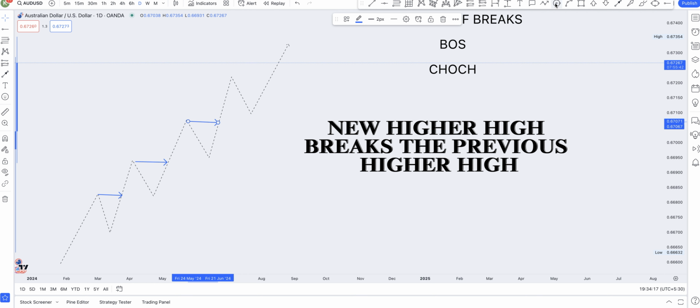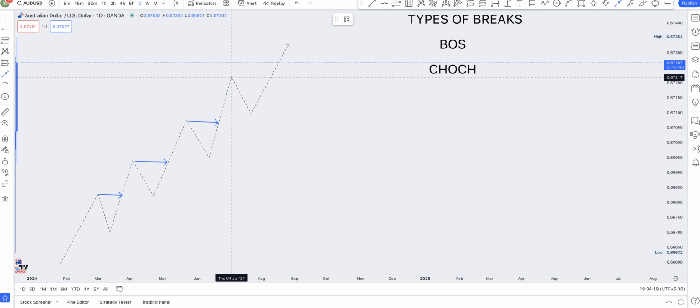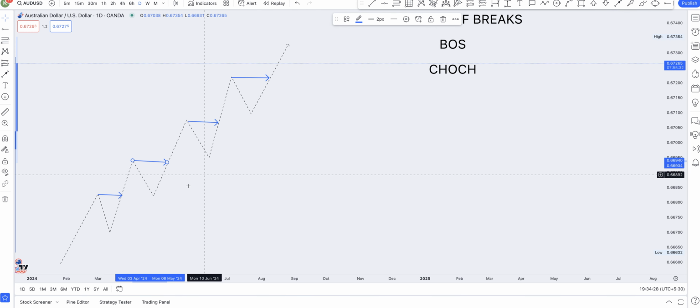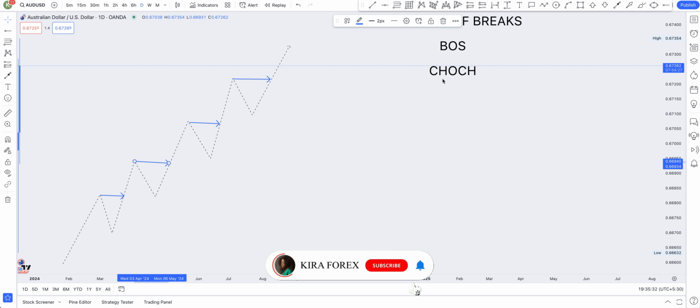And now how do you know if this is valid or invalid? I've already talked about that in my video, so you can check it out. So now this is what we consider a break of structure. If price is moving in an uptrend, we have a higher high, higher low, higher high, higher low, higher high, higher low, higher high, higher low, in that order. Now when do we consider a choke? Let's look at the difference here. Okay, so when do we consider a choke?